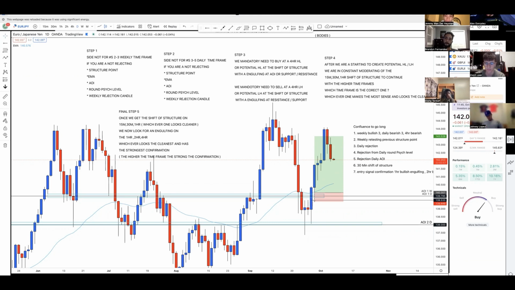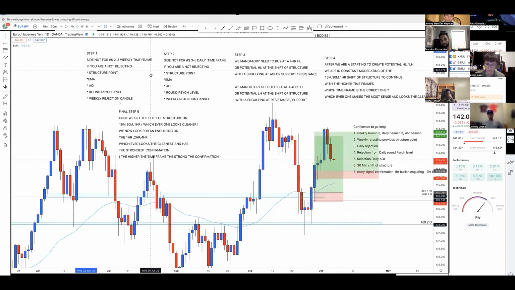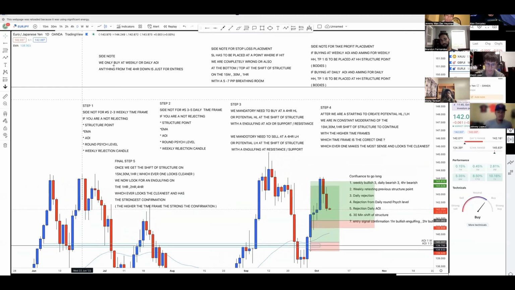How would I go about multiple entries? I just do one entry. I hate scaling in, honestly, because that's where you get wicked out. Because if you're scaling in, now you're buying here, and then you're literally breaking rule number 1. You only buy at weekly or daily areas of interest. It's literally that simple. That's why I hate scaling in. Even now, like I'm drifting or whatever, I just don't.